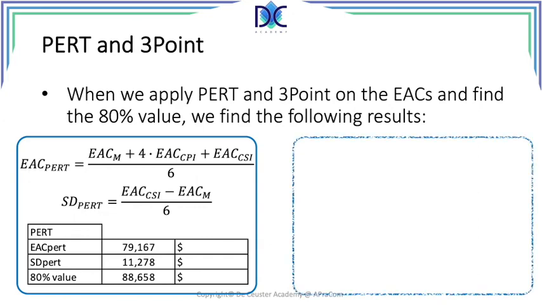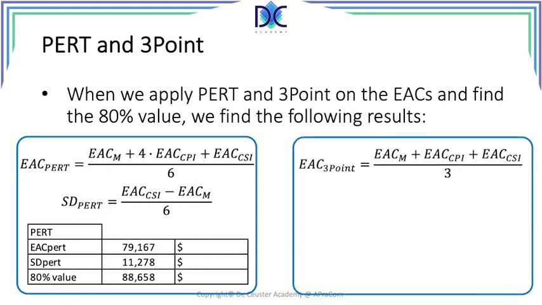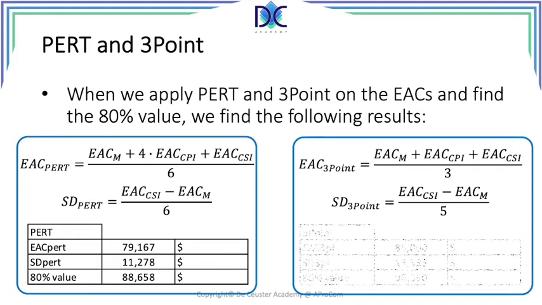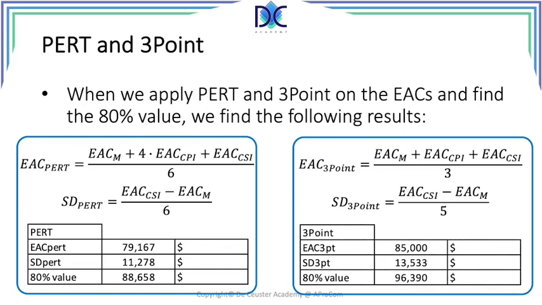88.658. Now we can do the same thing for the estimate at completion with the 3-point formula. The formula is a little bit different. We have the optimistic plus the probable plus the pessimistic, divided by 3, and we find the standard deviation with the 3-point estimate as the pessimistic minus the optimistic, divided by 5. So the estimate at completion for the 3-point is 85,000. The standard deviation is 13,500 approximately, and the 80% value is around 96,390.